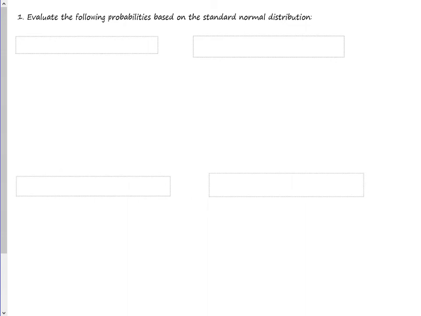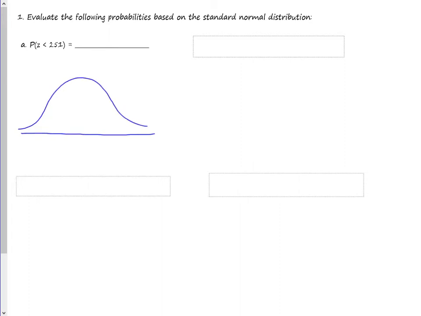Number 1. Evaluate the following probabilities based on the standard normal distribution. A. The probability that z is less than 2.51. So what's happening here is we have a normal distribution. So if you draw a bell curve, and note that on the standard normal distribution, the center is located at 0. Z-scores that are to the right of 0 are positive, and to the left of 0 are negative. So 2.51 might be somewhere over here.